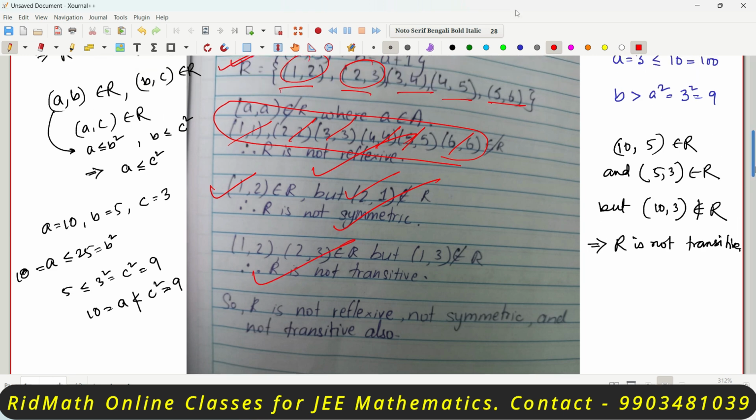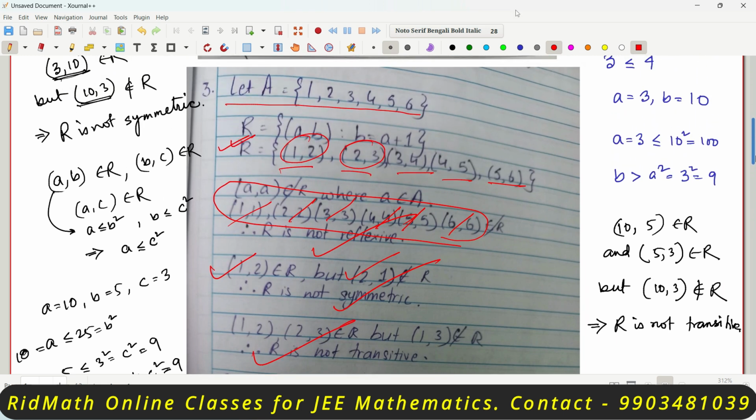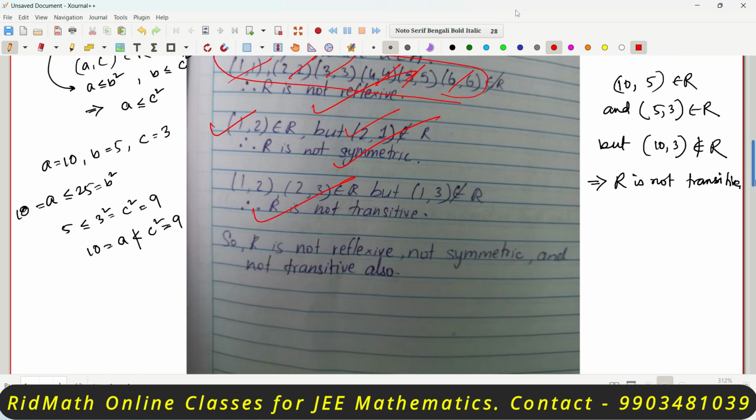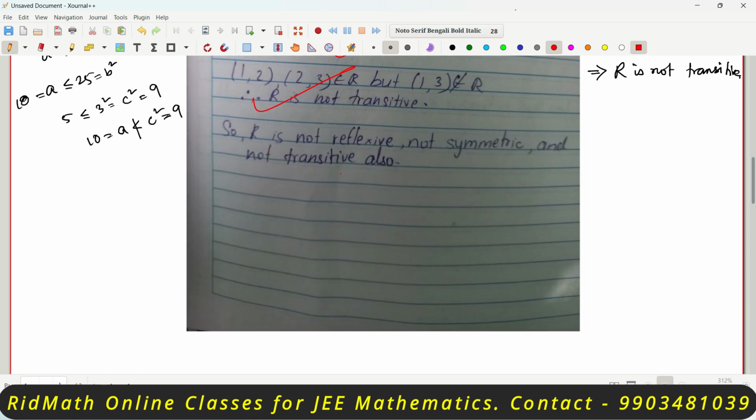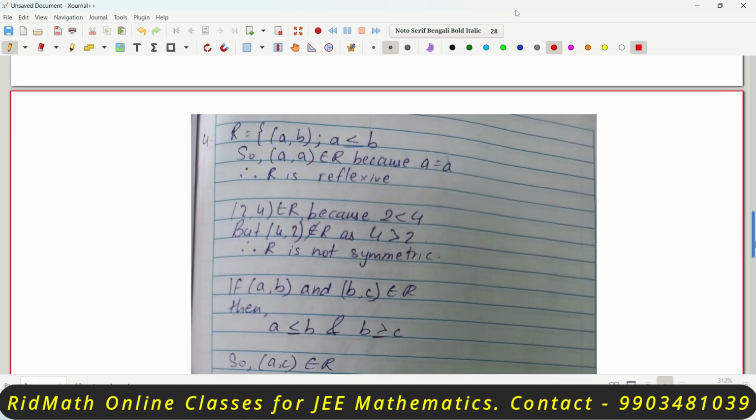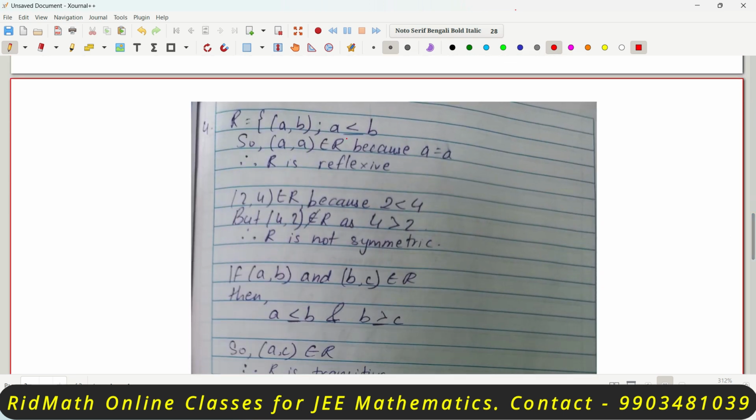Okay, Prantika, did you understand this? Yes. Okay, so R is not reflexive, not symmetric, and not transitive. This is right. And number 4: a is less than or equal to b.